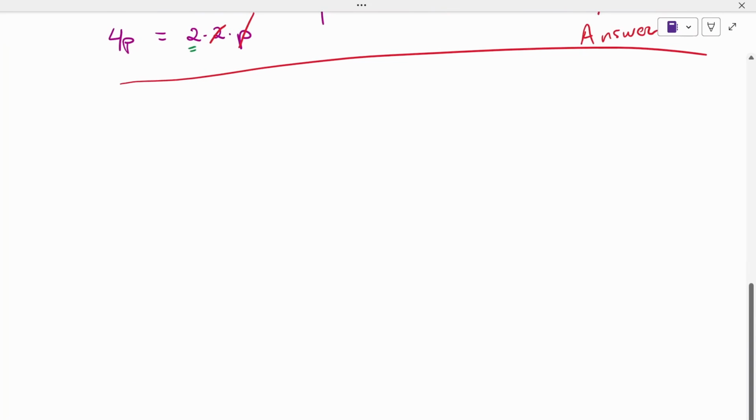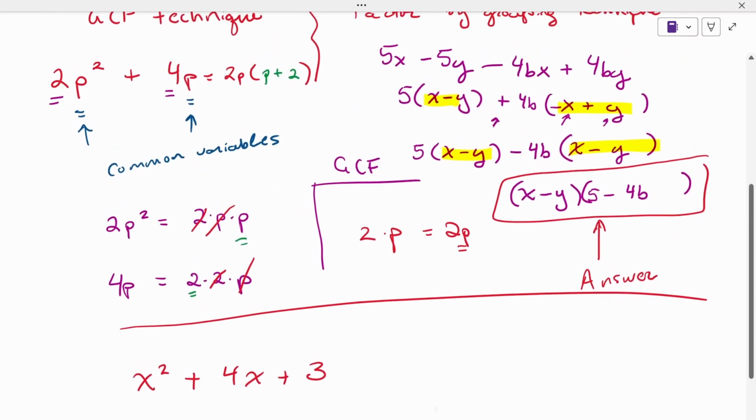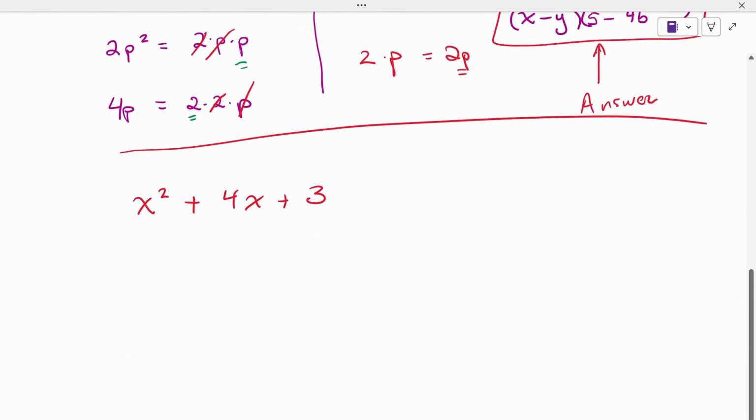Unfortunately, this week, we will be dealing with polynomial expressions which are not going to be amenable to either the GCF technique or the factor by grouping technique. Consider, for example, the expression x squared plus 4x plus 3. You'll note that while there is an x term in common between the first 2 terms on the left, that doesn't matter because there isn't an x term next to this 3.